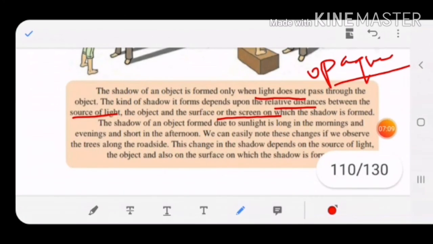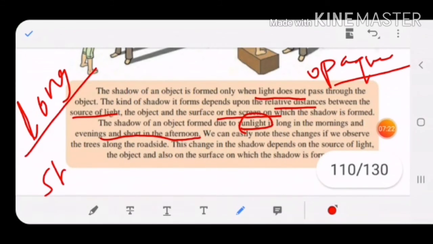The shadow of an object due to sunlight is long in the mornings and evenings and short in the afternoon. If you notice the shadow in sunlight, children, in the morning and evening it is long, and in the afternoon the shadow is short. We can easily note these changes if we observe the trees along a roadside. Children, when you go outside, just observe these trees especially. In the mornings and evenings the shadows are long, and in the afternoon the shadows are short. This change in the shadow depends on the same things: the source of light, the object, and also the surface on which the shadow is formed.